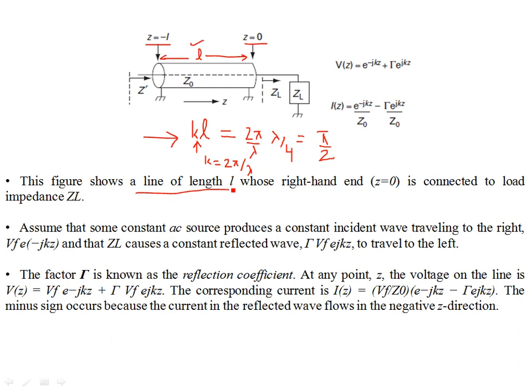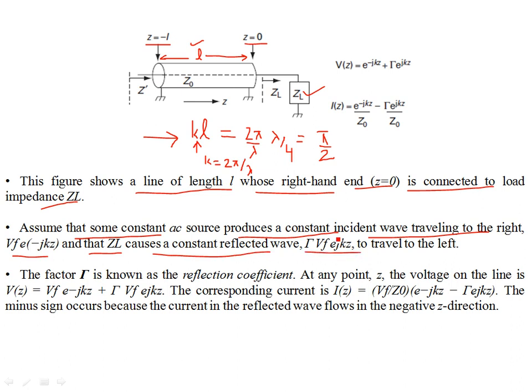So the figure shows the length small l, that's the physical length, whose right-hand end, which is at z equal to 0, has the load ZL connected to the load impedance. Assuming that an AC source produces a constant incident wave traveling to the right, VF e^(-jkz), which shows that the wave is traveling in the forward z direction, and that ZL causes a constant reflected wave on the other side.